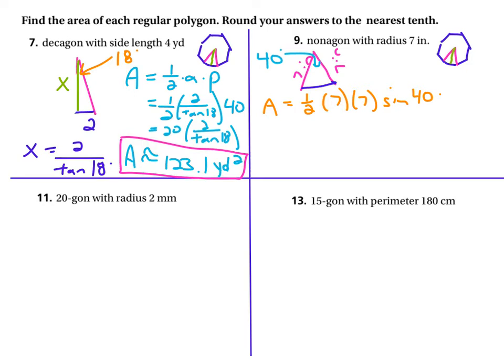So here we're going to do it on the calculator. Let's see, 0.5 or 1/2 times 7 times 7 times sine of 40 degrees. And we get 15.748 something something. Before I round it off, you have to remember, if this is a nonagon, I found the area of one of those triangles.